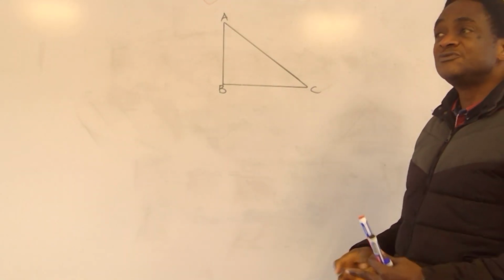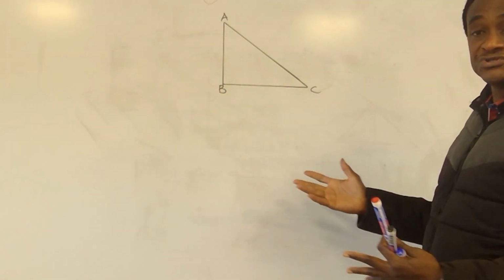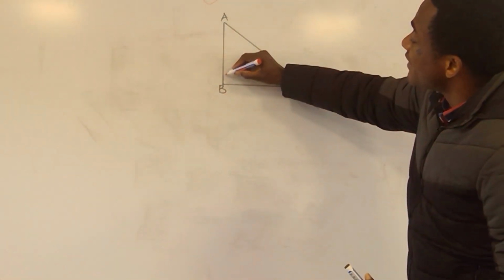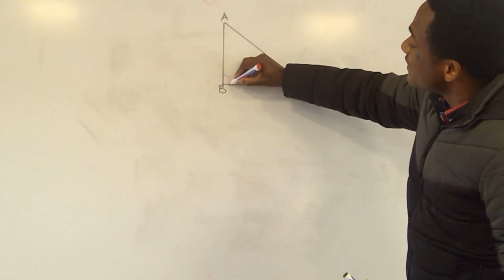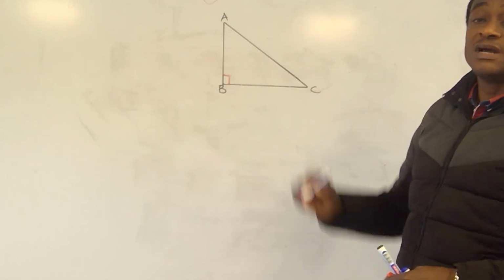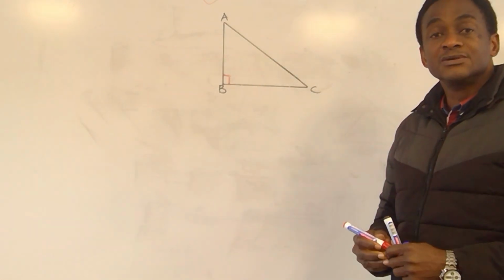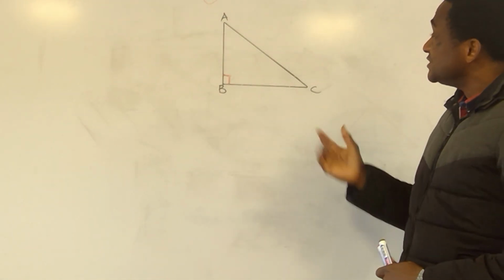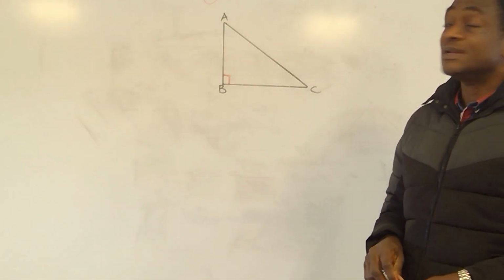We have different types of triangle, but for the introductory part here, we are going to be looking at only what we call a right angle triangle. A right angle triangle is a triangle that has one of its interior angles as 90 degrees. And that is the type of triangle we are going to be looking at today.